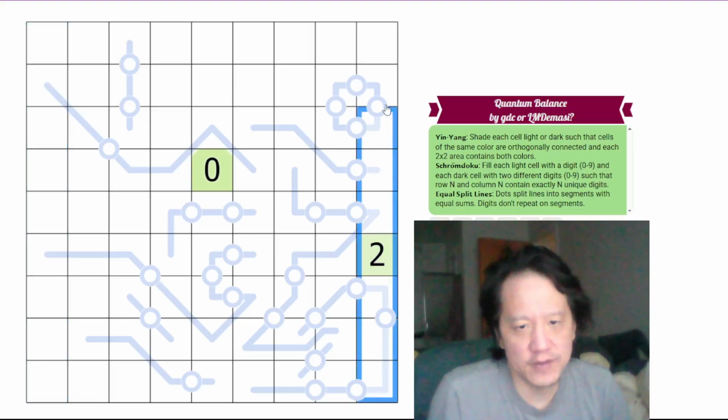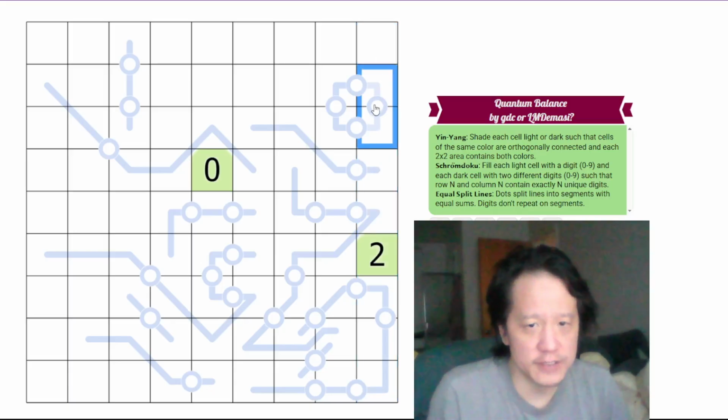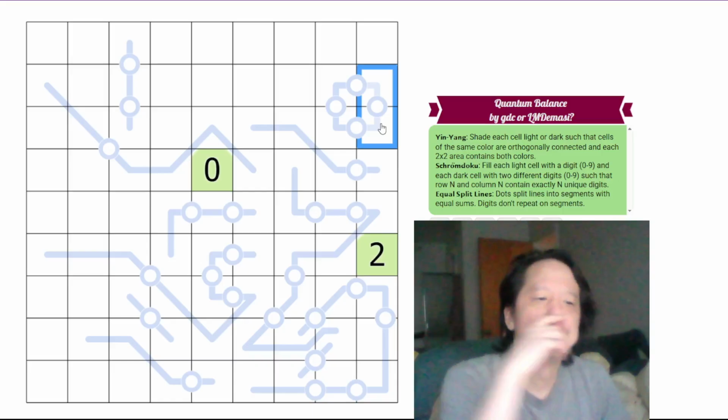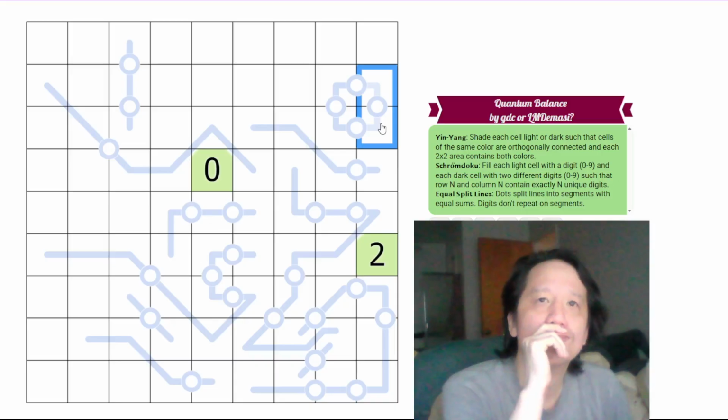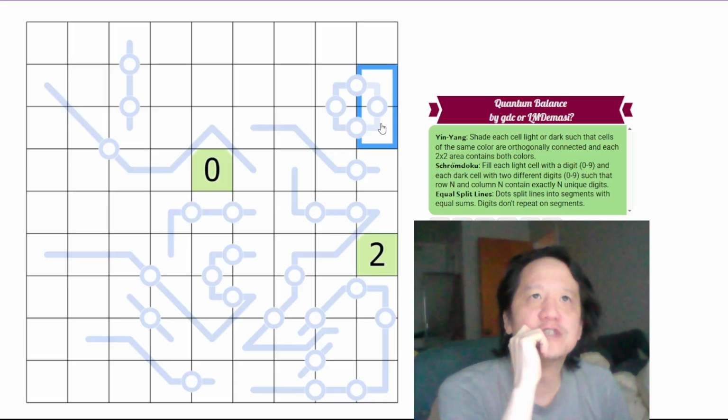We have 9 unique digits here. Yeah, it's got to be something related to this because these two are the same sum. So either they're different digits adding up to the same sum, or they're the same digit.